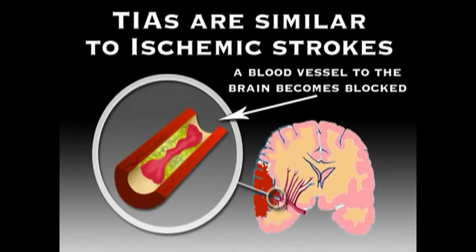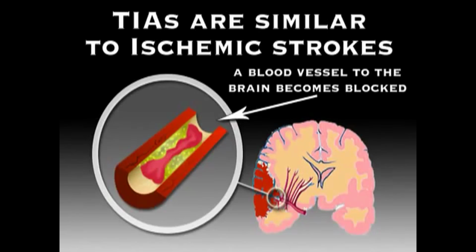Let us now turn our attention briefly to TIAs. Transient ischemic attacks are just like mini strokes, which are just like a regular ischemic or blood clot stroke. It's when a blood vessel to the brain becomes blocked or leaks, and there's a halt of oxygen to a segment of the brain. But the difference is that TIAs are reversible with normal body repair mechanisms.